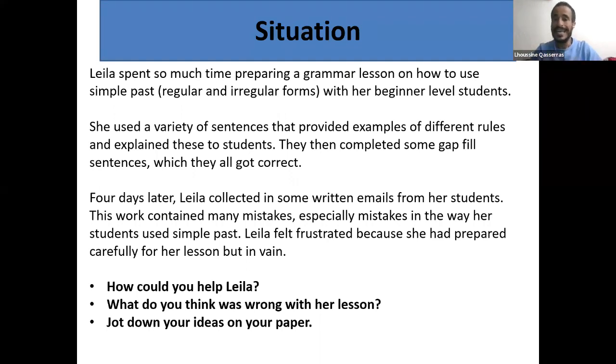So here, Leila forgot that she added challenges when she was teaching the simple past. This is number one, what was wrong with her. Number two, she did not provide them with different tasks in the practice stage. She focused only on gap filling. And the most important, she missed the last stage, which is the production. The production stage, in which students are going to use the language freely. The teacher is going to observe if students learned the structure or not.